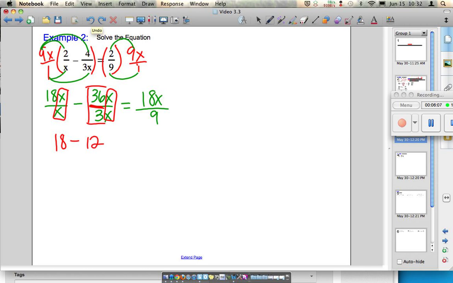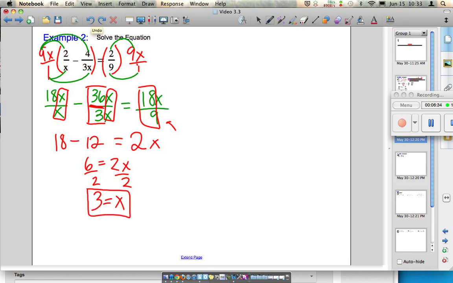So 18 minus 12 on the left. On the right, the x is going to stay because there's no x on the bottom, but 18 over 9 can be simplified into a 2. So I'm left with 2x on the right and 18 minus 12 on the left. 18 minus 12, well, I know that's 6, equals 2x. I'm going to divide both sides by 2, and I get my answer. And I'm done. So it's really just this first step. That's the tricky part. So if you can get through that first step, everything else becomes back to basics. So please ask questions if you're not sure on that first step and what it is that you should do to both sides.